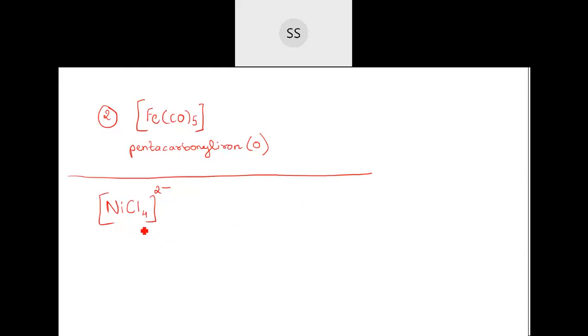So see, if they give you this type of complex, where the complex is carrying a charge, a negative charge over here, then how to name them? Here you will start with the complex first because there is no counter ion. If there is no counter ion present, you will directly start with the complex part, and in that complex you have to start with the ligand. So 4 chlorine is there. 4 is tetra and Cl is called chlorido. So it will be tetrachlorido, and then you will come to the nickel part of it.